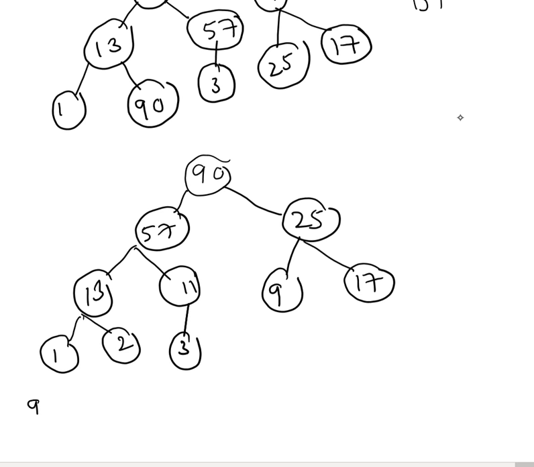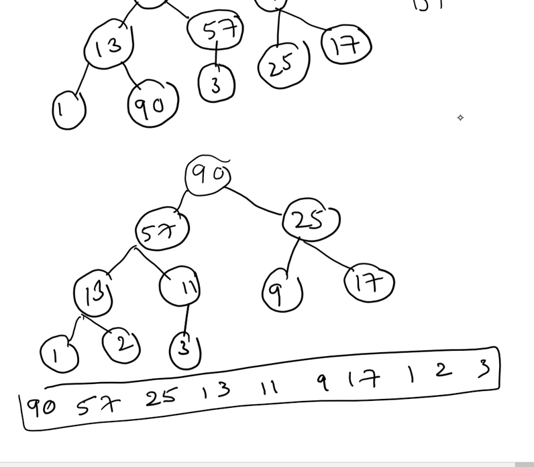So what will the array elements be now? 90, 57, 25, 13, 11, 9, 17, 1, 2. What is the element left? 3. Am I right? So I have built the heap here.